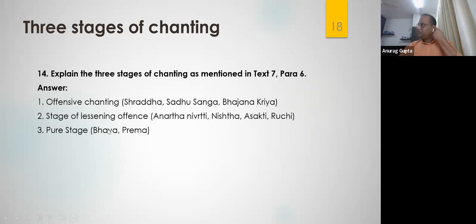Brahma Dravatvam. So at this stage you can get liberation, moksha. But there would be some anarthas, some offenses still might be there. Very slight tinge. So that's what it is.